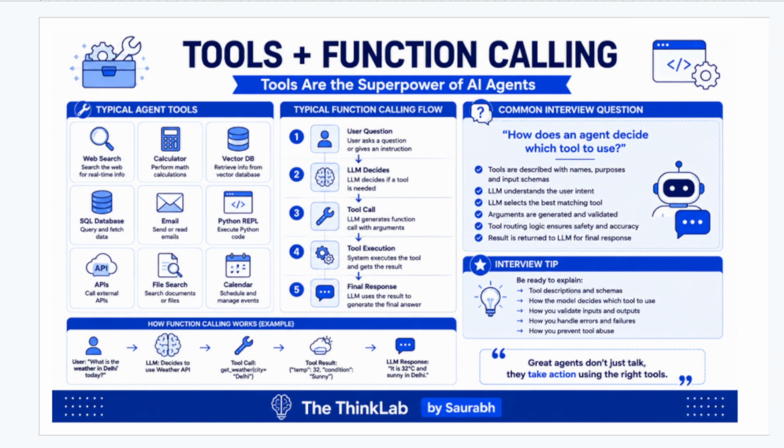Now comes a very common interview question: how does an agent decide which tool to use? A strong answer will be like: available tools are described using names, descriptions, and input schema. The model interprets the user intent and selects the tool that best matches the task. The application then validates the tool arguments before executing, and the tool result is returned to the agent, and the agent will decide what to do next.